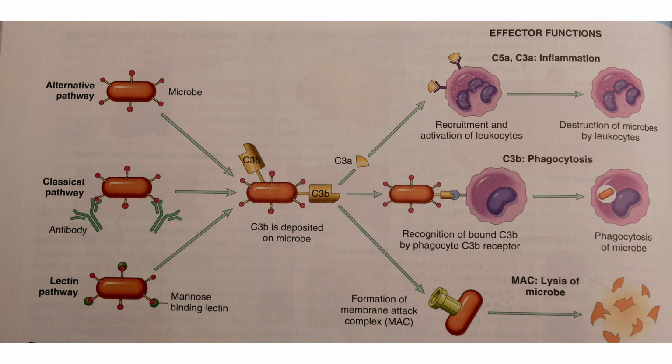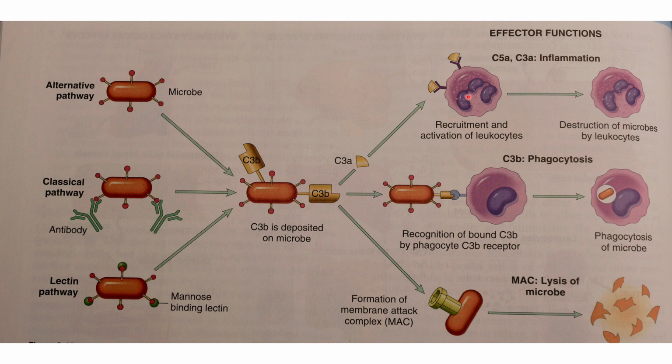Here is a schematic showing this process. We have the alternative pathway here with the microbe attached. C3b is deposited on the microbe. There's also a classical pathway where the antibody mediates this, and the lectin pathway, which is a mannose-binding lectin. In all three cases, they culminate where C3b is deposited on the microbe.